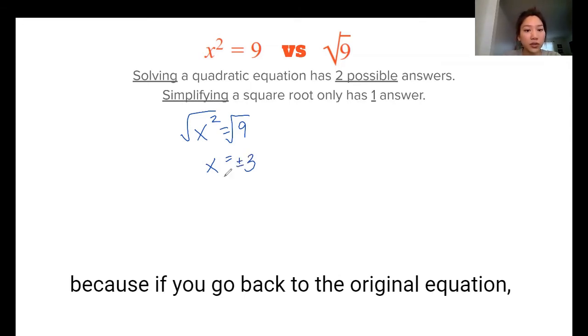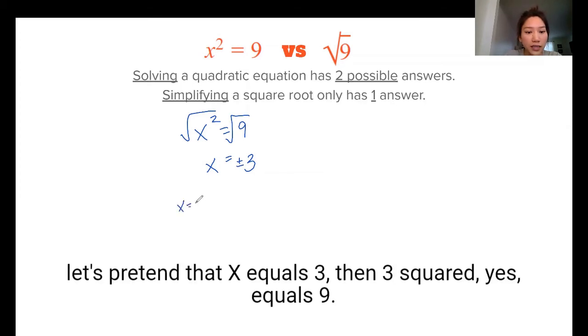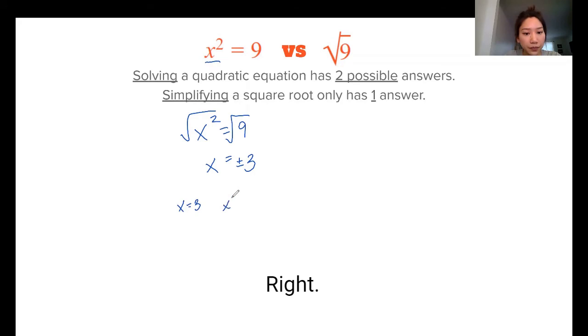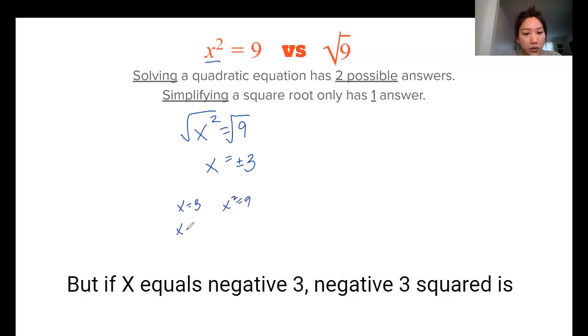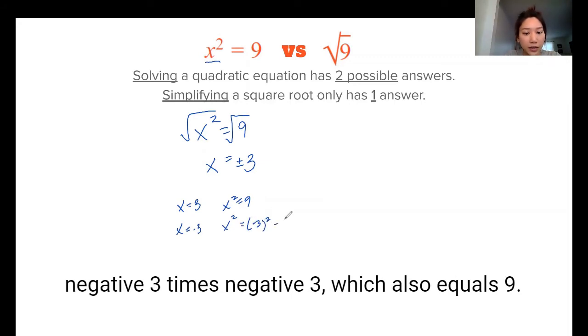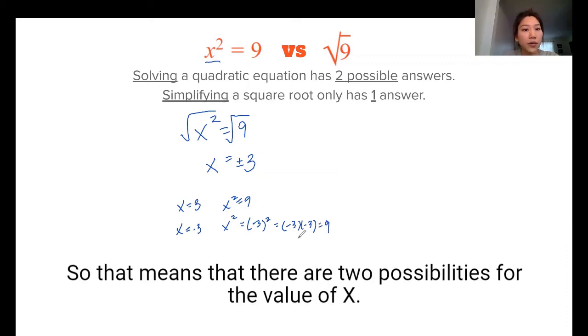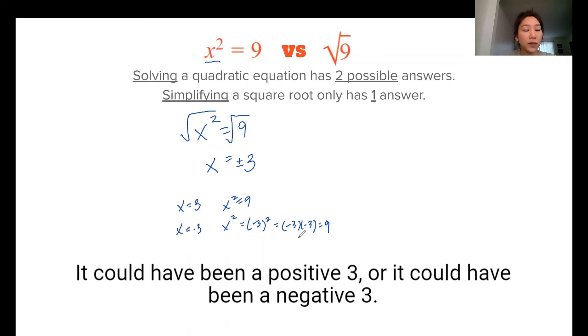if you go back to the original equation, let's pretend that x equals 3. Then 3 squared, yes, equals 9, right? But if x equals negative 3, negative 3 squared is negative 3 times negative 3, which also equals 9. So that means that there are two possibilities for the value of x. It could have been a positive 3, or it could have been a negative 3.